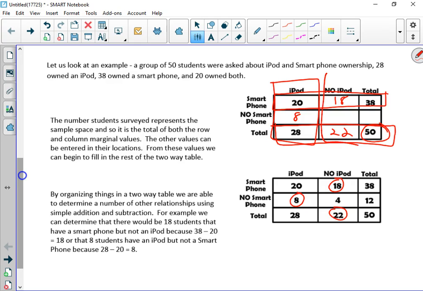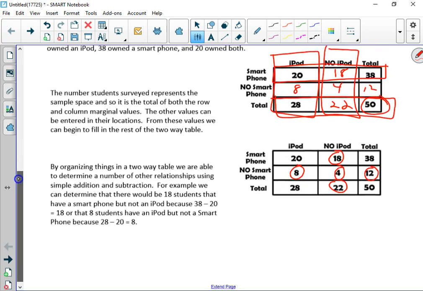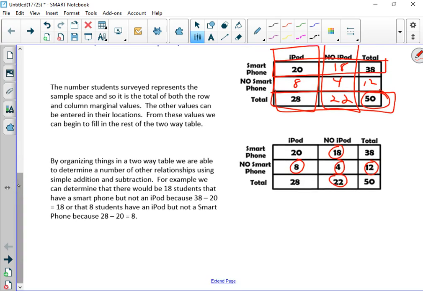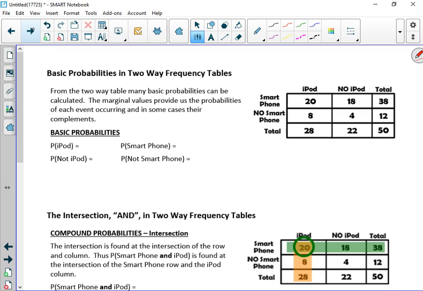Now again, you can work down. 22 minus 18 is 4. Right there. And then going across, 8 plus 4 is 12. There you go. That's how you fill in your numbers. And you could have gone in any order you wanted to. All right.